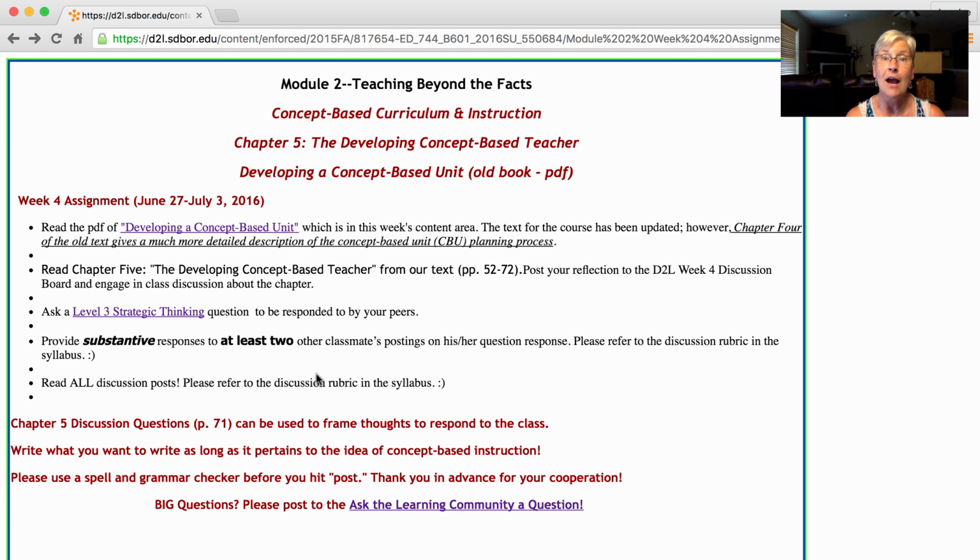Also, when it comes time to developing your rubric with your smaller groups, this is a great place to start too. What should your concept-based unit have included? And then after you've read through developing a concept-based unit, I'd like for you to read chapter 5 in our text about the concept-based teacher, and ask a level 3 strategic thinking question to your peers.